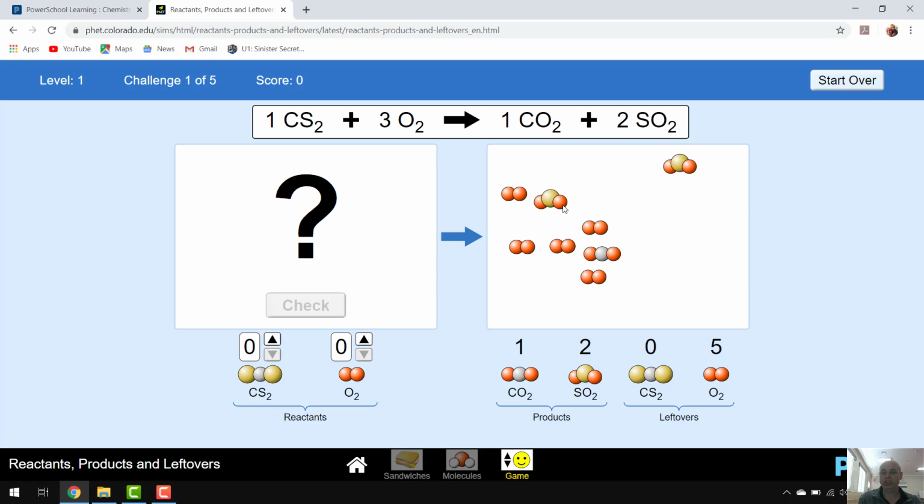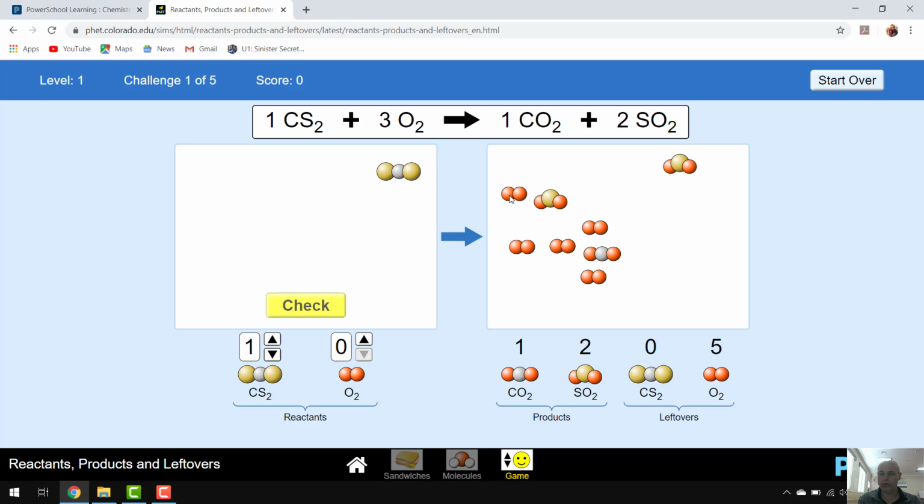And one thing you can do is just look at what we have on this side. So what I did notice is there's 2 of these kind of large yellow balls, and that's it. If I add one of these CS2s, that's going to give me those 2 already. Now I have 2 on each side. That's balanced. Let's see, I have 1 of these white balls on this side, which is the carbon, and I have 1 carbon over here. So now that's balanced. The only thing that's not balanced is the number of oxygens, or these orange balls.